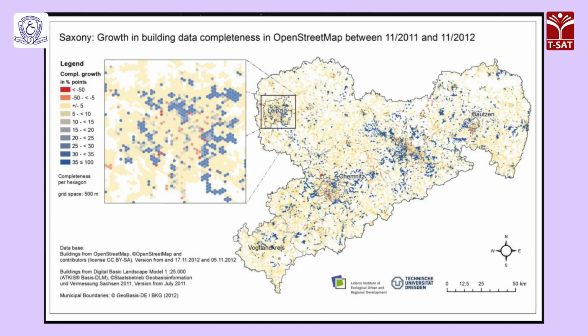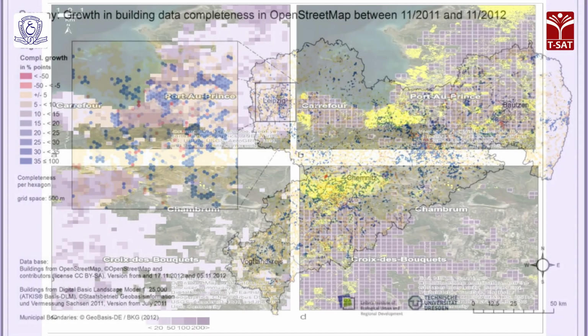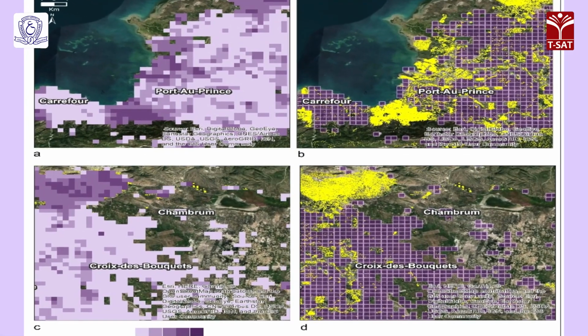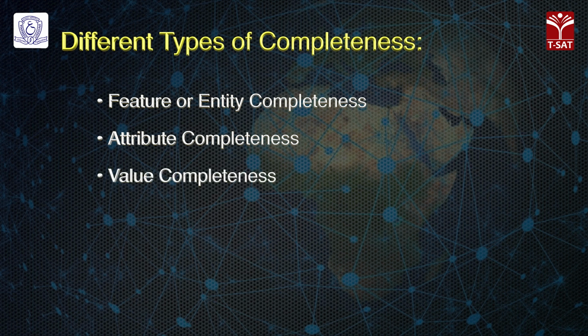Completeness. The relationship between the objects in the database and the abstract universe of all such objects is considered as completeness. Selection criteria, class definition, and other mapping rules used to create the database are important determinants of completeness. The abstract universe can be defined in terms of the desired degree of abstraction and generalization. There are different types of completeness. They are feature or entity completeness, attribute completeness, and value completeness.